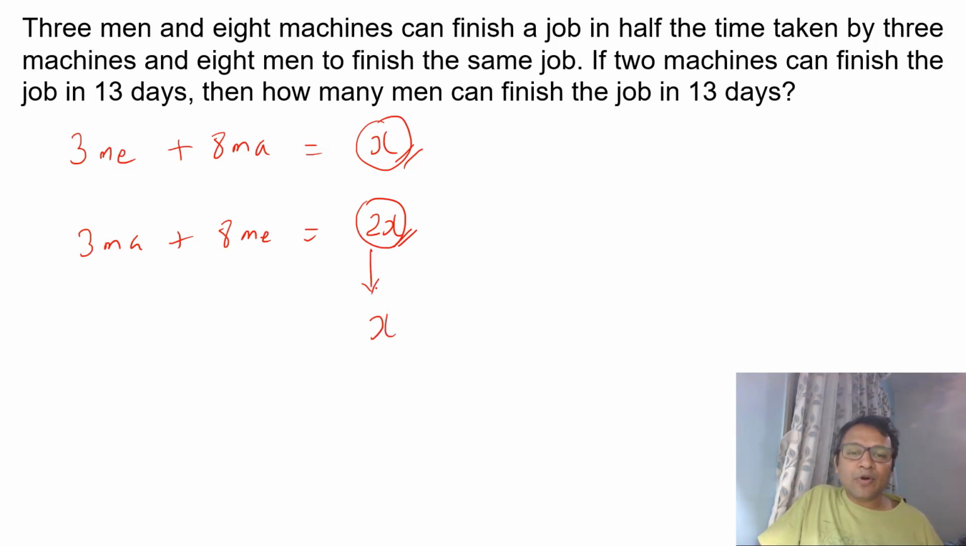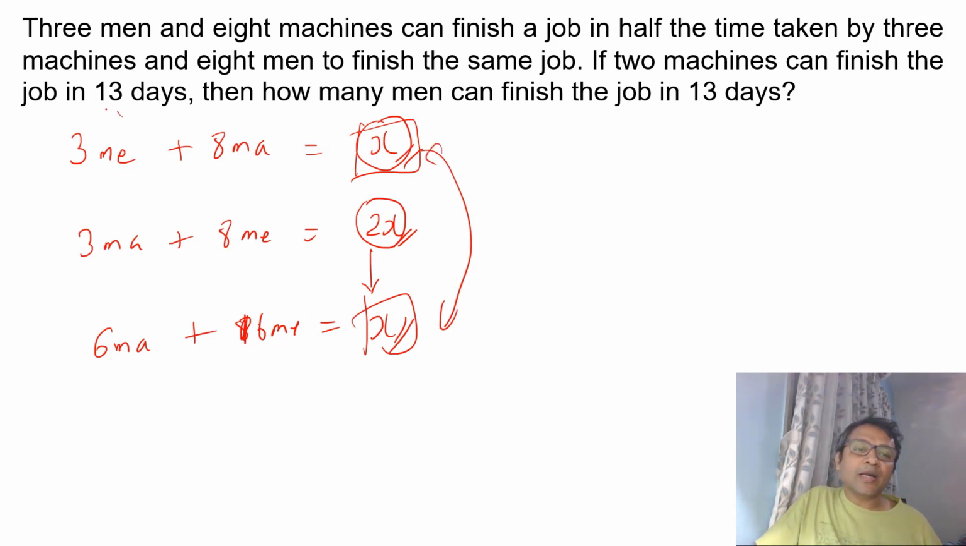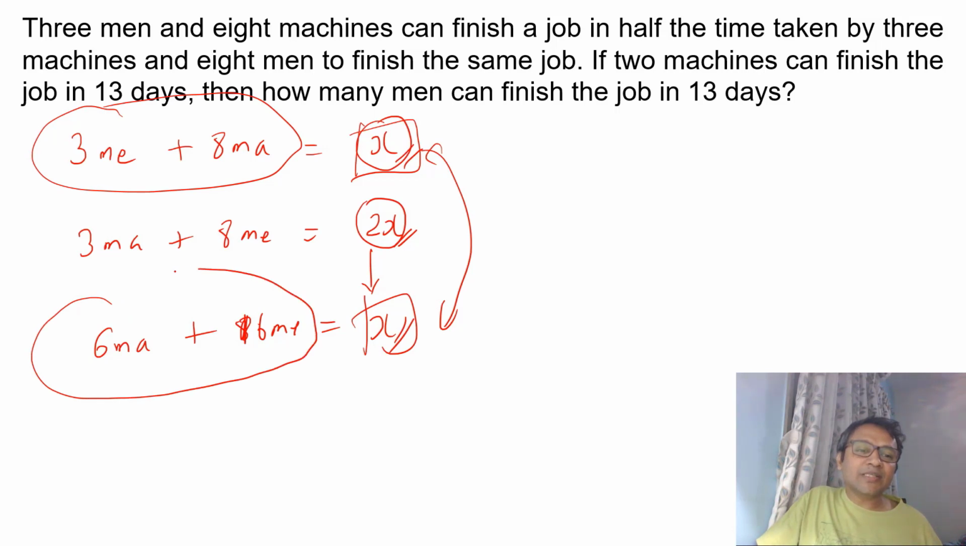So when you reduce the number of days by half, the number of people doubles. If you want to finish the work in half the number of days, the number of people required is double, because number of people and days are inversely proportional. More the people, less the number of days. So you can make out that I will require 6 machines and 16 men to complete the work in x days. Now since these two are the same, x and x, the work done by 3 men and 8 machines is the same as the work done by 6 machines and 16 men.